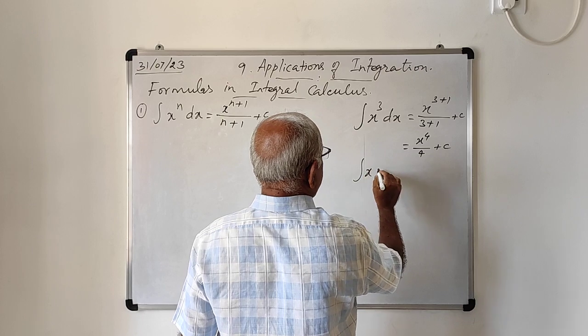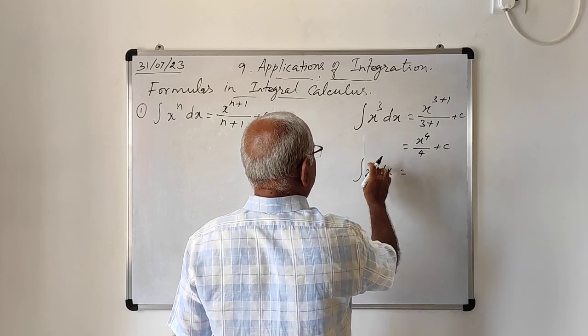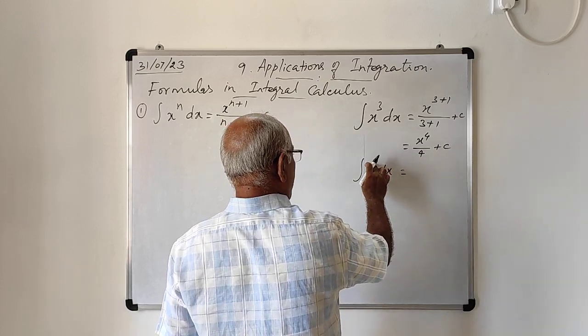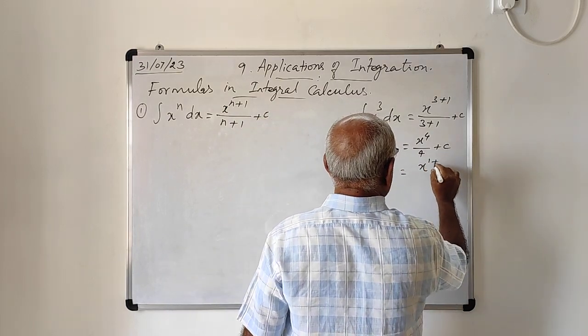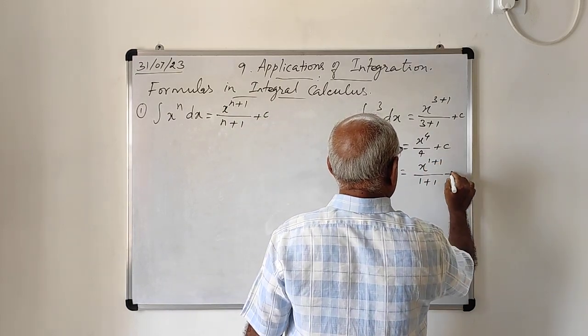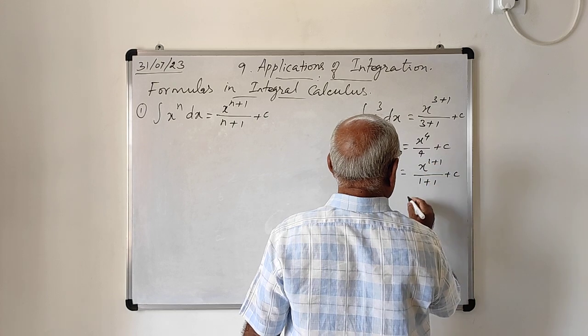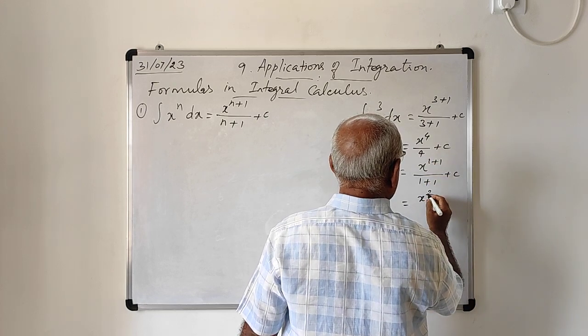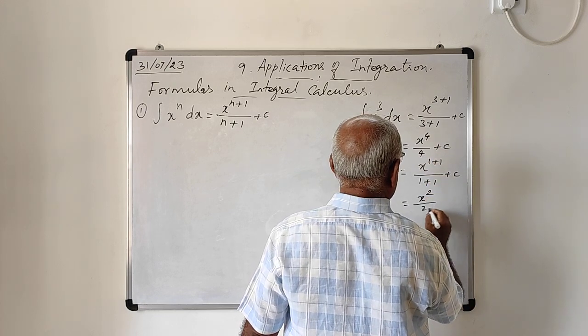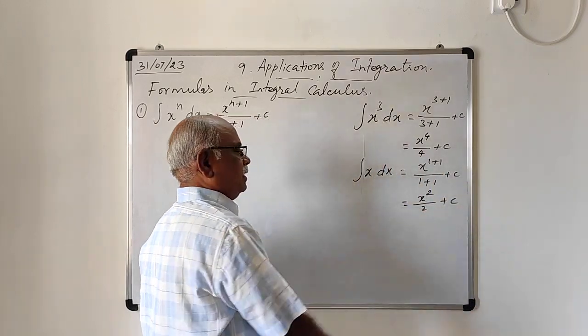Suppose you get the integral of x dx. Here, the power of x is 1. Therefore, our answer is x power 1 plus 1 by 1 plus 1, plus c, that is equal to x square by 2 plus c. The integral of x dx is x square by 2 plus c.